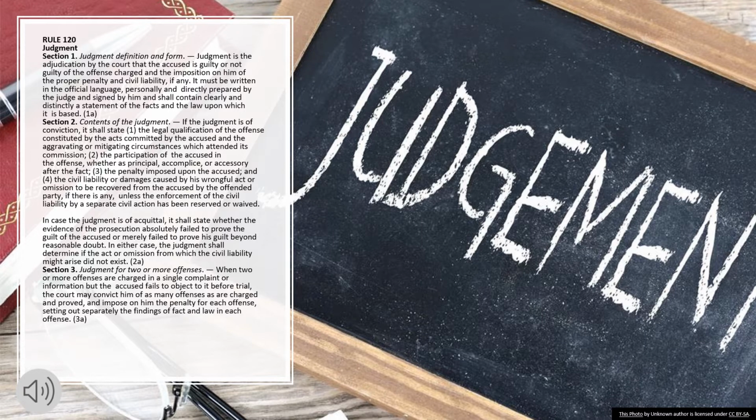Rule 120. Judgment. Section 1. Judgment definition and form. Judgment is the adjudication by the court that the accused is guilty or not guilty of the offence charged and the imposition on him of the proper penalty and civil liability, if any. It must be written in the official language, personally and directly prepared by the judge and signed by him, and shall contain clearly and distinctly a statement of the facts and the law upon which it is based.